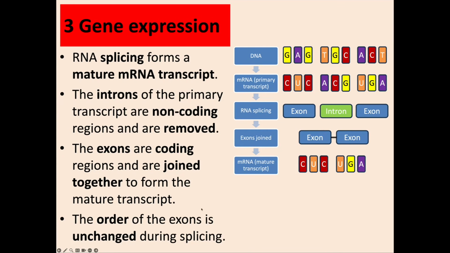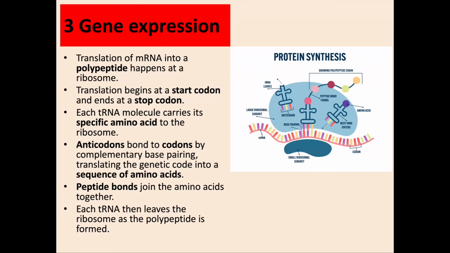And what's worth also noting is that the order of the exons is unchanged during splicing. So if the code in that exon was CUC, you can see that was at the start, so that still remains at the start. And the code in this exon was UGA, and that remains in that order as well. We've just simply removed that intron in the middle there so that we've got this final mature transcript. Okay, so that's the mature transcript of the mRNA. RNA splicing just takes a wee second to get your head around, but the key things to remember are introns removed, exons retained and joined together to form the mature transcript.